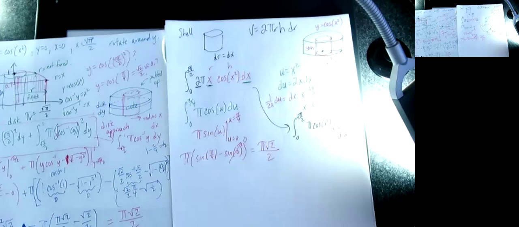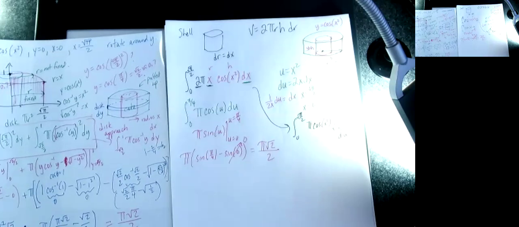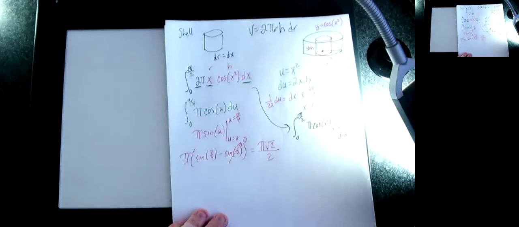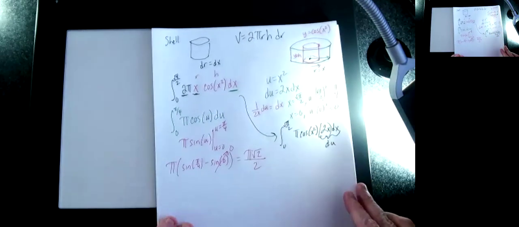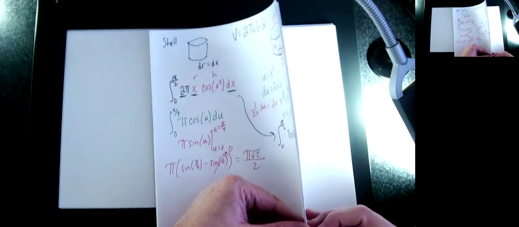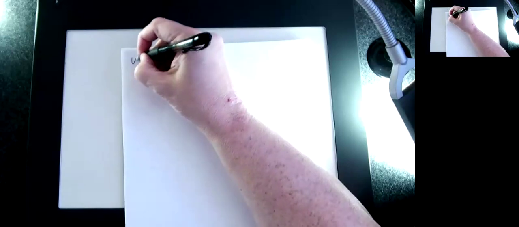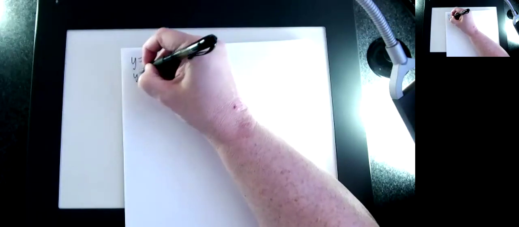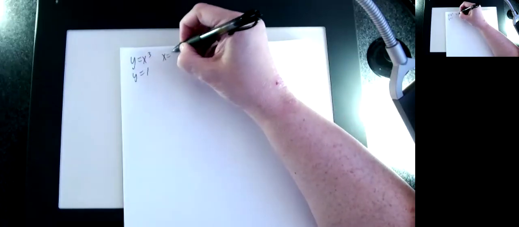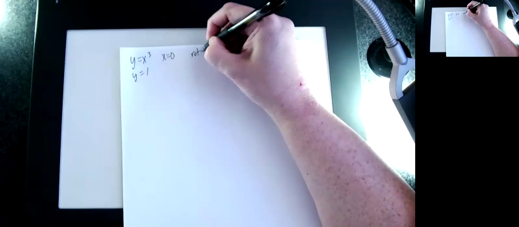All right, you guys ready for another? Let's do y equals x cubed, y equals 1, x equals 0. And we're going to rotate around y equals 1.